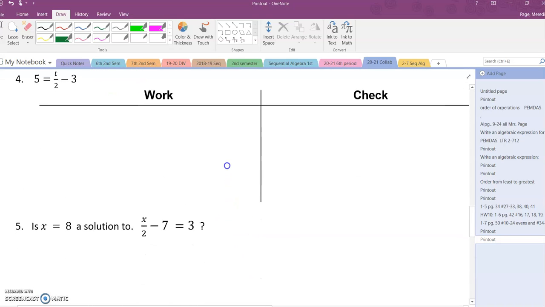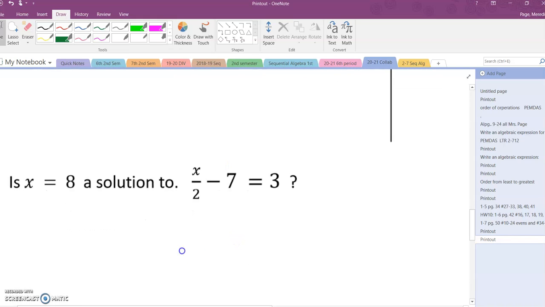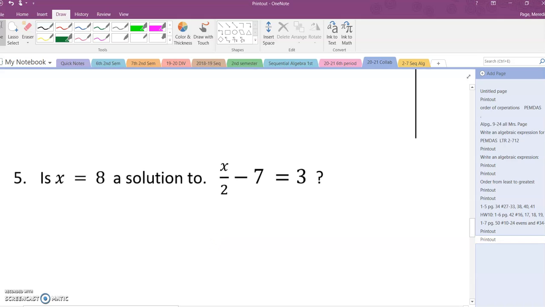Let's go ahead and skip to number 5, and then I'll do a word problem really quick. So, is x equals 8 a solution to x divided by 2 minus 7 equals 3? Well, the way that we're going to figure it out is we're just going to take this x equals 8, and we're going to plug it in for x, and then we'll solve. So, 8 divided by 2 minus 7 equals 3.